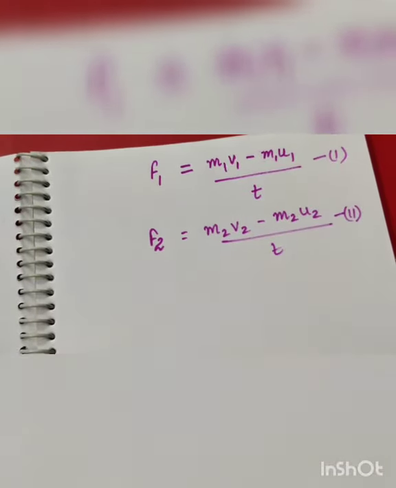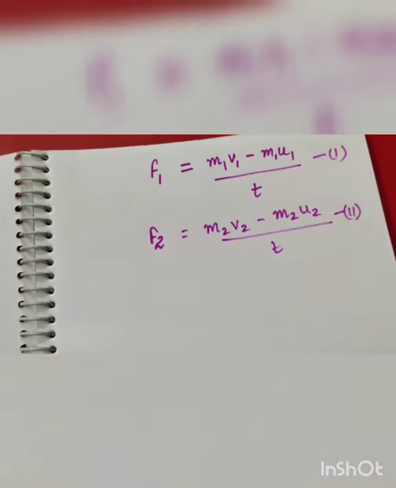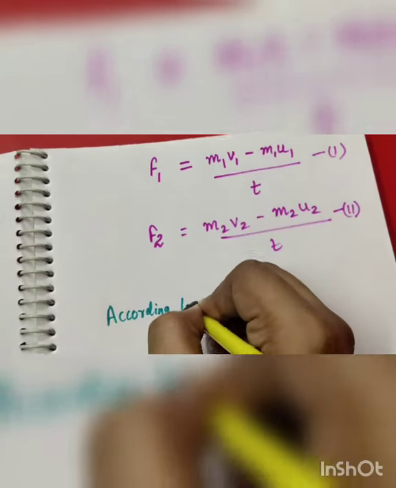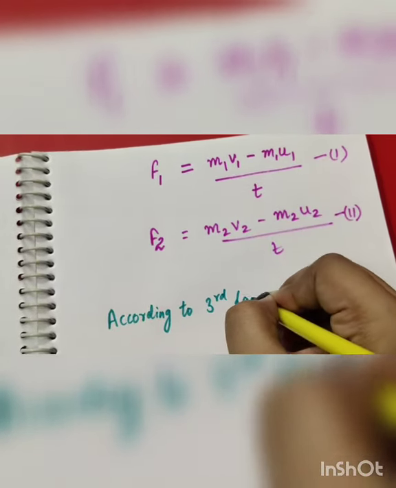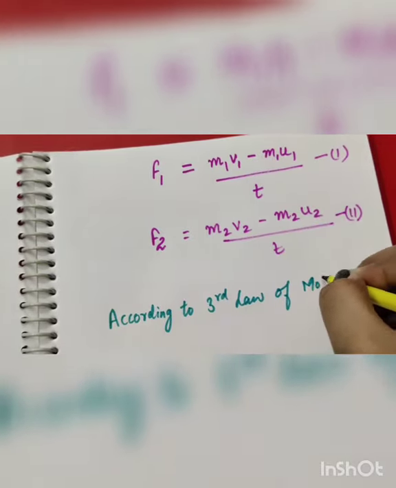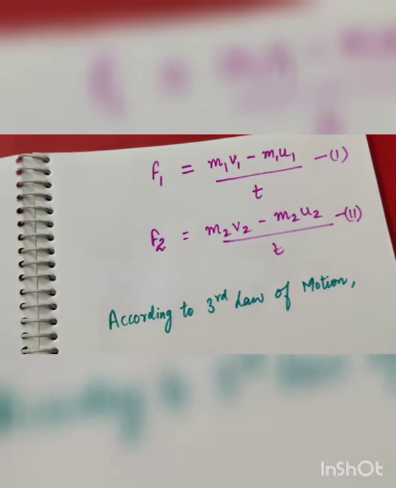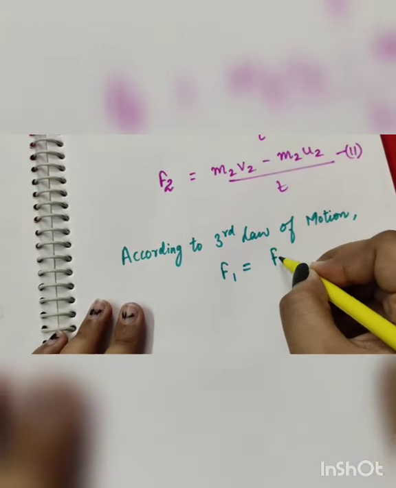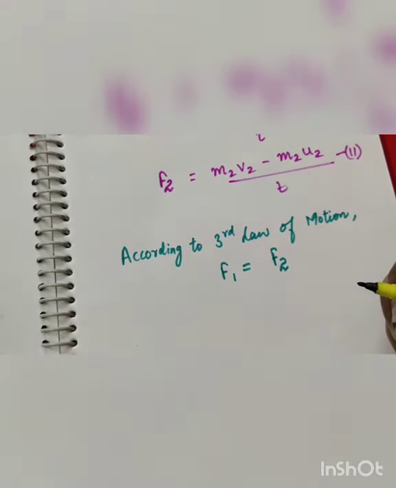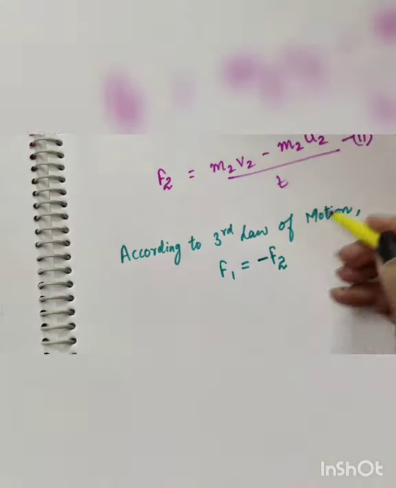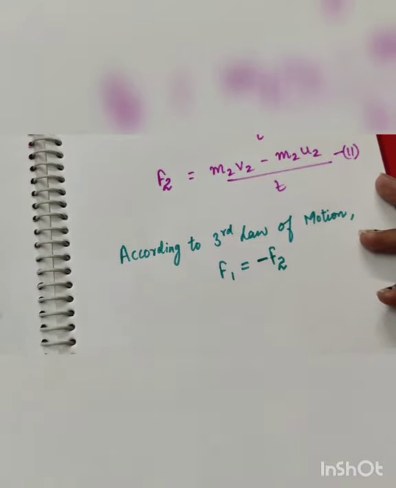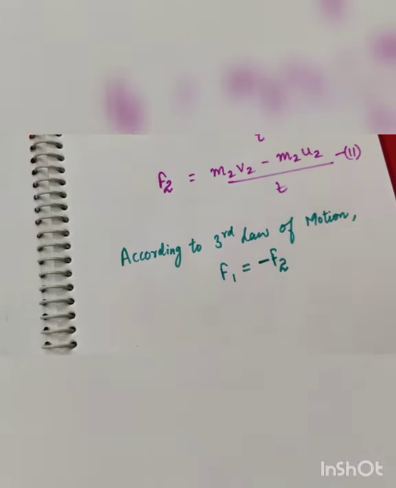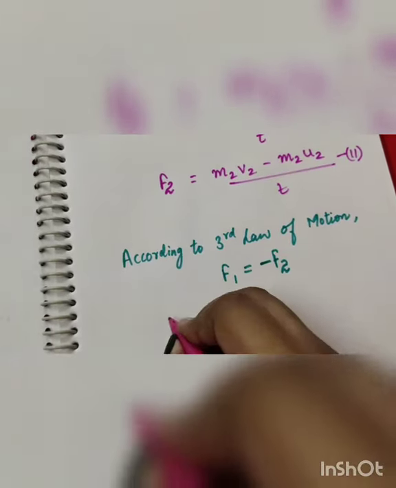Now let's come to another very important part of this derivation. We know that according to the third law of motion, every action has an equal and opposite reaction. So that means these two forces F1 and F2 are equal to each other. Along with being equal, they are also opposite to each other, and the minus sign will represent the opposite direction. Now just substitute the values of F1 and F2 here and you will get the answer.